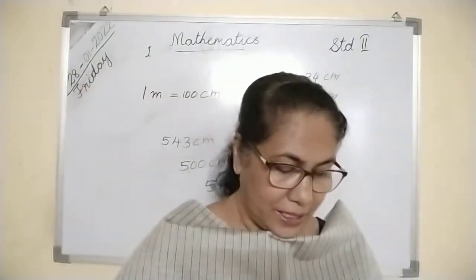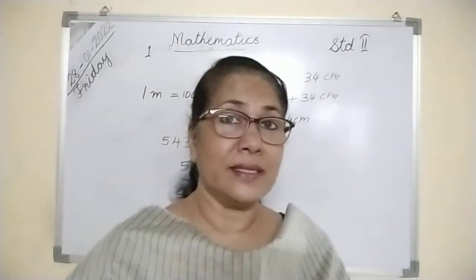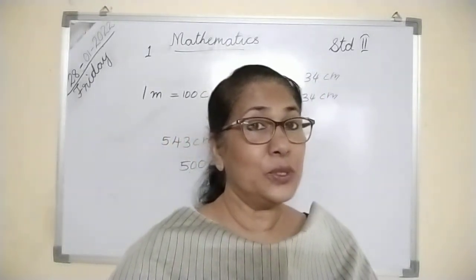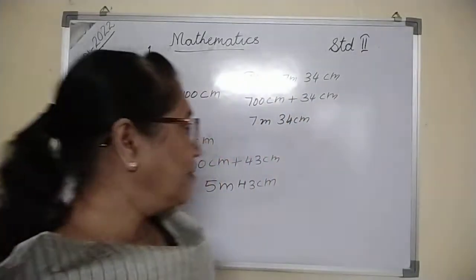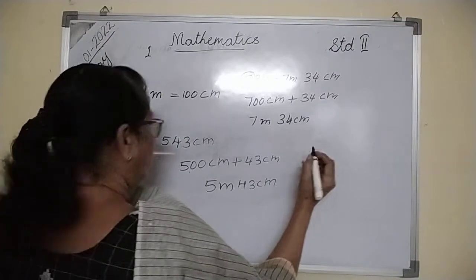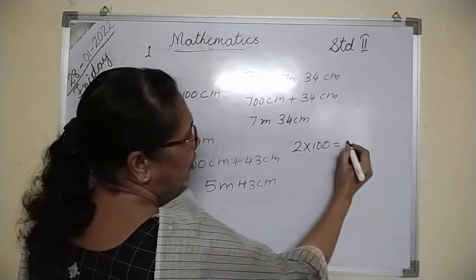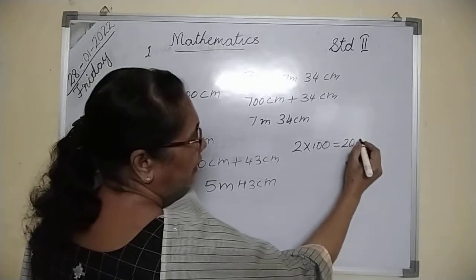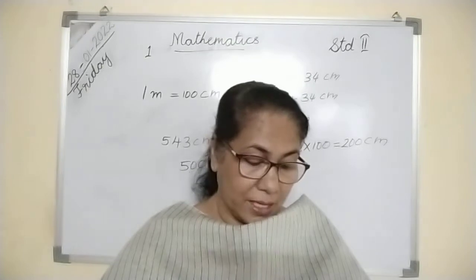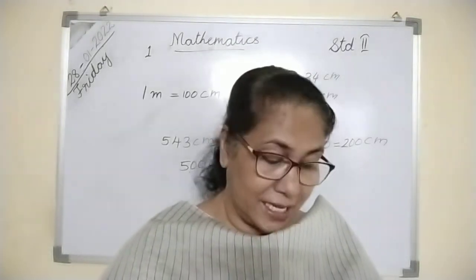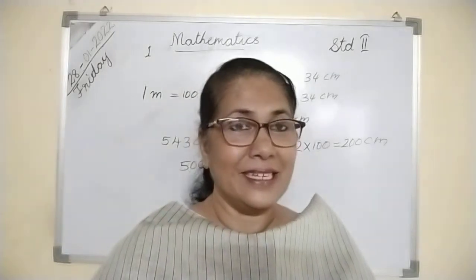So now let's do that. Write in centimeters. 2 meters. How many centimeters? 2 into 100 is 200 centimeters. 2 into 100, that is how many centimeters? 200 centimeters. So 2 meters is equal to 200 centimeters. B. 3 meters. Easy, isn't it?